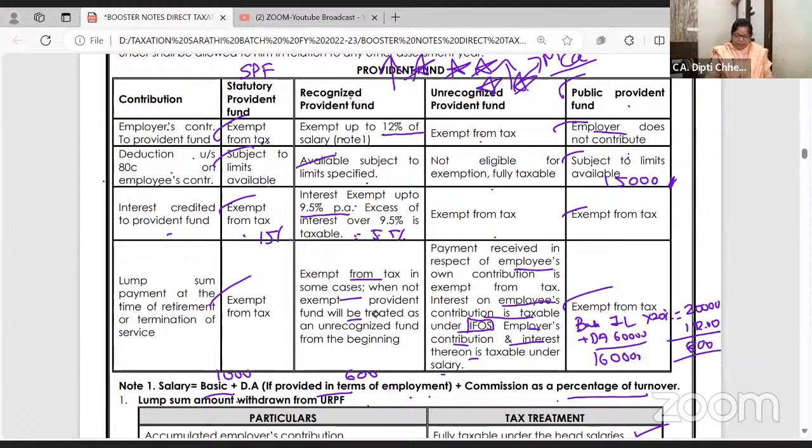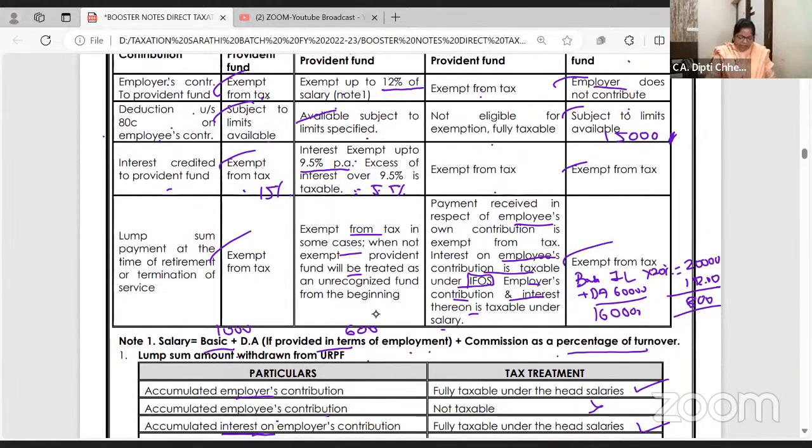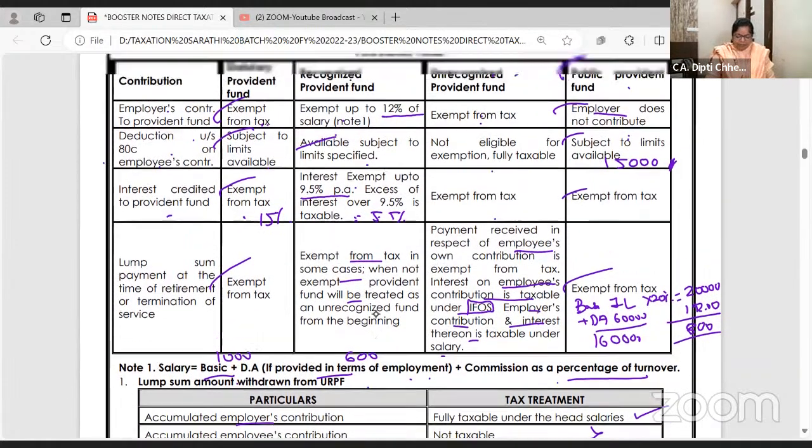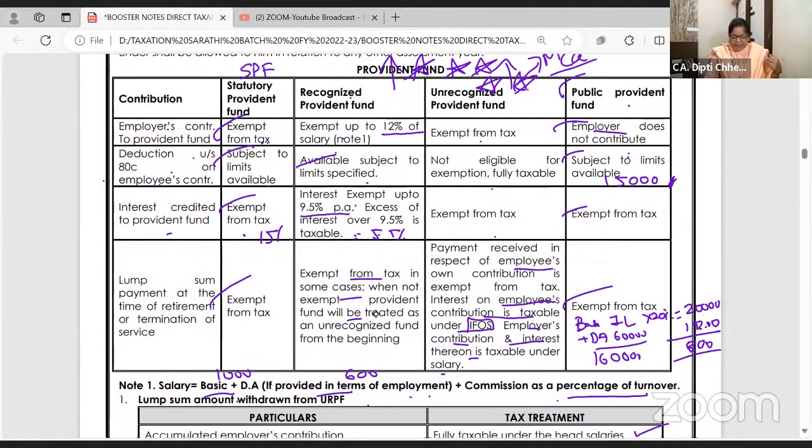For all types of PF, how much can you take as deduction maximum in 80C? 1,50,000. Okay? Right. Interest we have done. And lump sum: SPF is exempt. RPF is exempt. PPF is exempt. URPF, when you receive lump sum, the employer's contribution and interest on the employer's contribution is taxable under salary as profit in lieu of salary. The employee's own contribution to URPF is exempt. Interest thereon will be taxable under income from other sources.